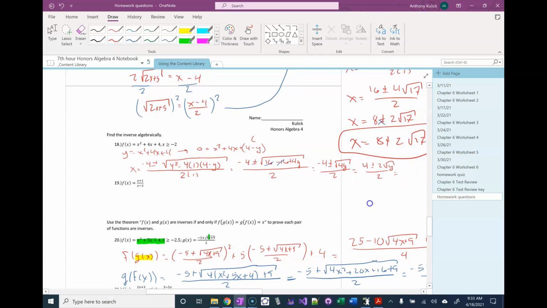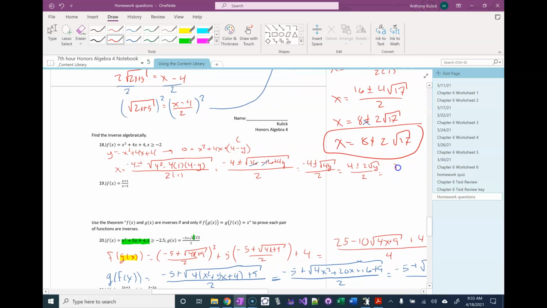And then if I reduce that, 4 divided by 2 is 2, and 2 square root y divided by 2 is just going to be square root y. And since I know that x has to be greater than or equal to negative 2, I forgot that negative sign there. So I know that here I'd have to be adding something.